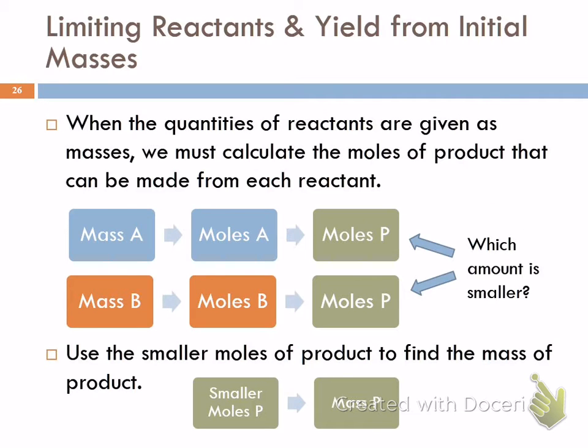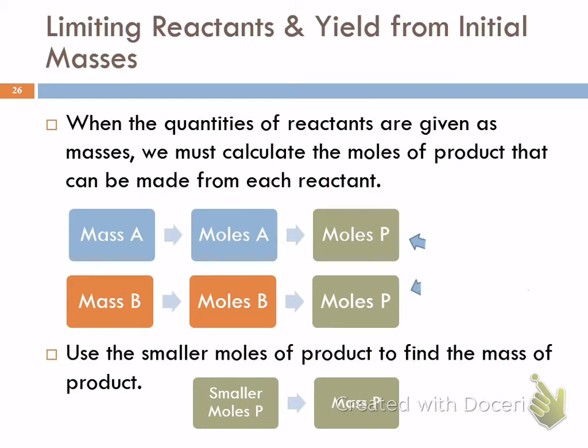So this is how your book recommends that you do these problems. And if this works for you, that's fine. I'm going to change it a little on you. They say take the mass of A, convert to moles of A, convert to moles of your product, and stop there. Then do another calculation, mass of B to moles of B to moles of product, and stop there. And then compare those two and identify which is smaller. Whichever one is smaller, you're going to bring down here and convert to mass, and that's going to be your theoretical yield. That's fine. That works.